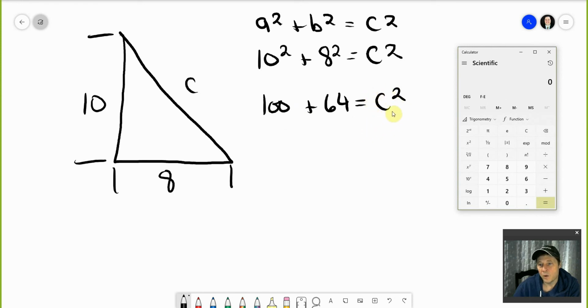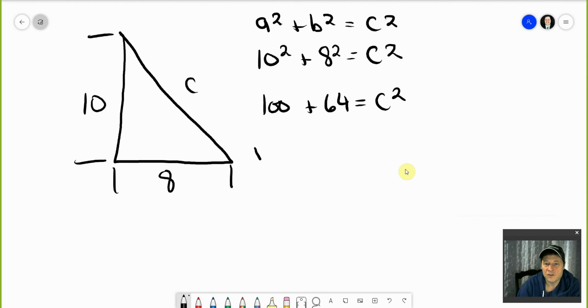Technically, what we're trying to solve is C. So squared needs to be moved over to the other side of the equal sign. If you remember your algebra from high school, whenever you move something to the opposite side of the equal sign, you do it by creating its polar opposite, right? So if it's squared on this side, it's the square root on the other side. So I would rewrite this formula as the square root of 100 plus 64 equals C, okay?